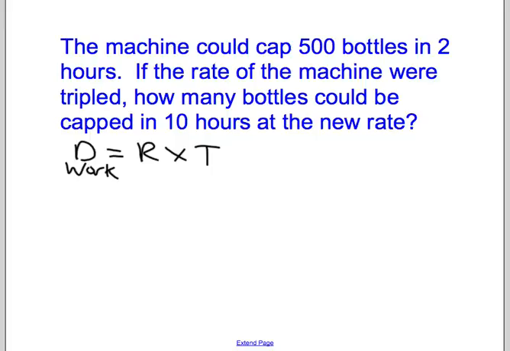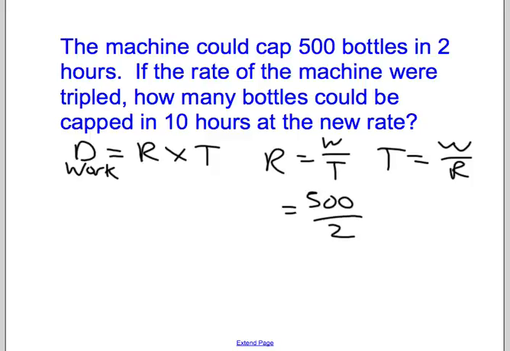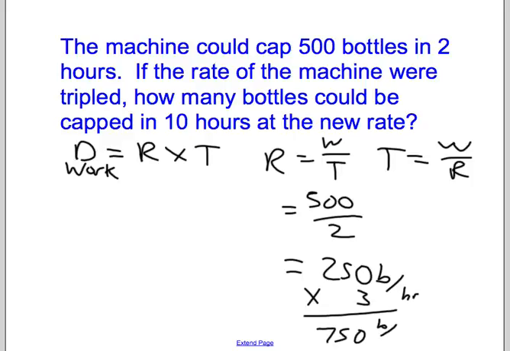So then we can find rate by taking the work over time, and time is equal to the work over rate. Okay. So we could cap 500 bottles in 2 hours if the rate of the machine were tripled, so I need the rate, which is going to be the 500 over 2. And if I reduce that down, that's 250 bottles per hour. That's the rate, the specific rate. And if that's tripled, that would mean times 3. So your rate becomes 750 bottles per hour.